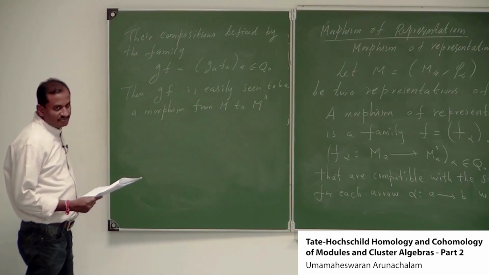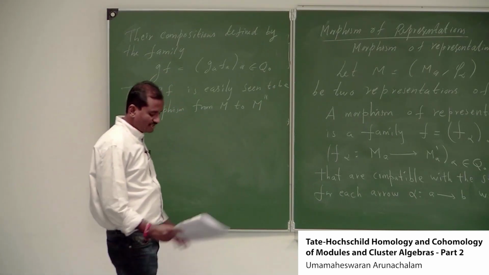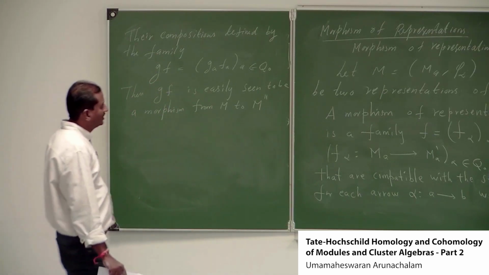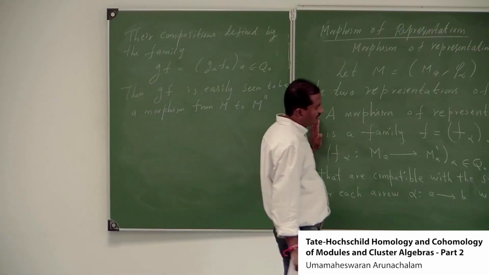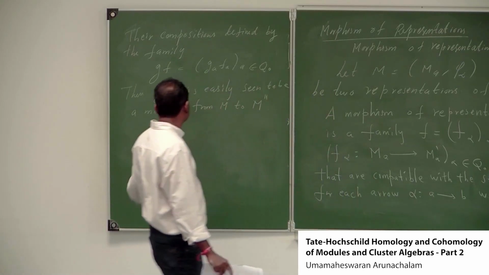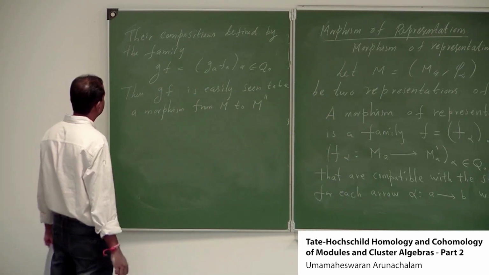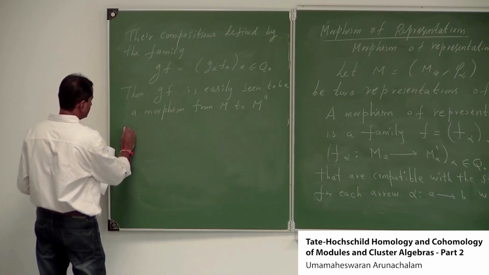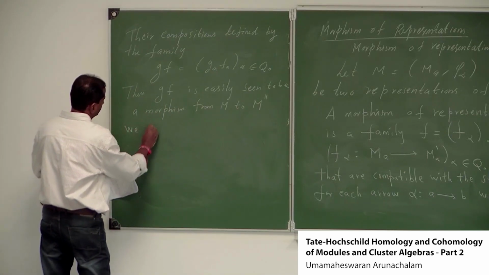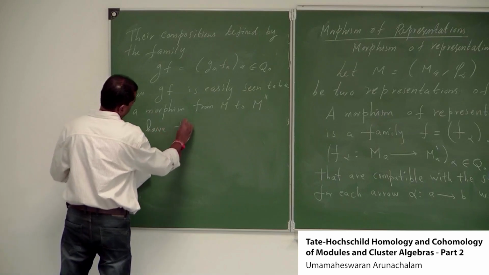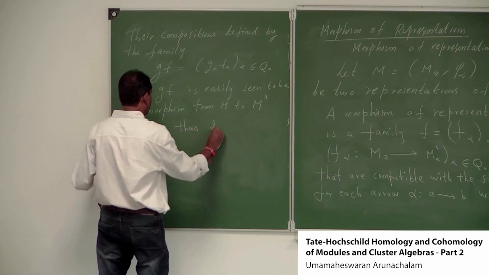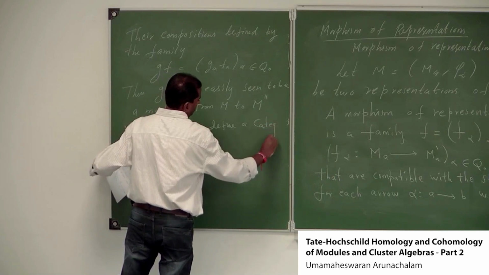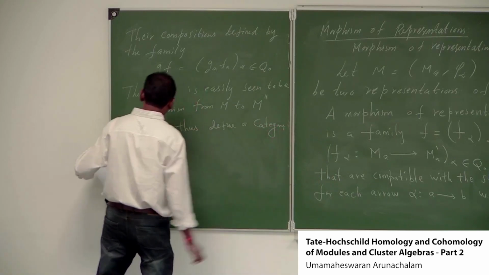From this argument we can define the category of K linear representations. So here we are defining morphism of representations. This one is composition, their composition defined like that. So we have thus defined a category of K linear representations.